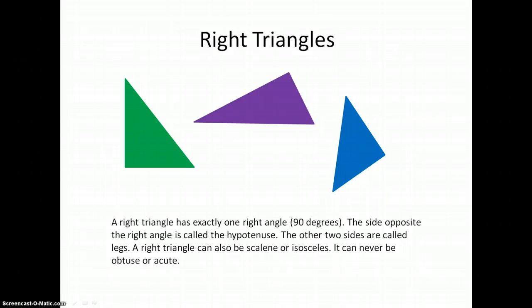A right triangle can be a scalene triangle with all 3 sides different lengths, or an isosceles triangle, but it can never be an obtuse or an acute triangle, because that refers to the angles, and we've already decided that the angle is going to be right.